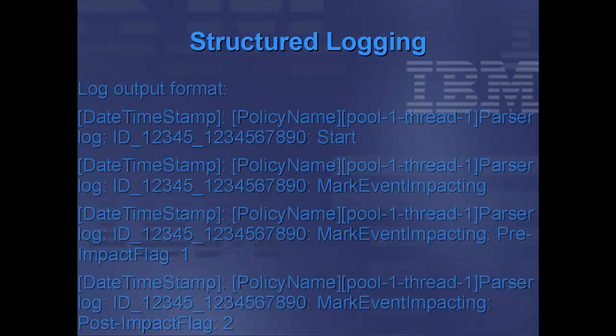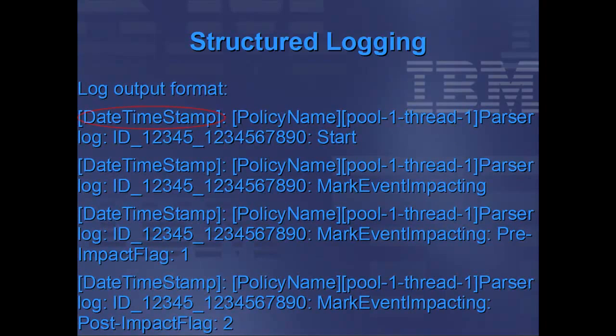And the output is in this format, where date timestamp is the date and time the log message was recorded in the format day, month, year, hours, minutes, seconds, and milliseconds, and policy name is the name of the policy producing this output. And pool thread displays for the event being processed the pool ID and thread ID.